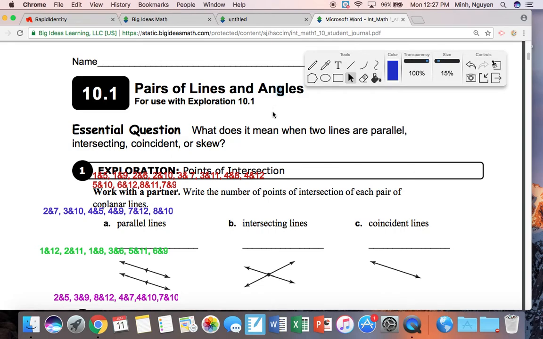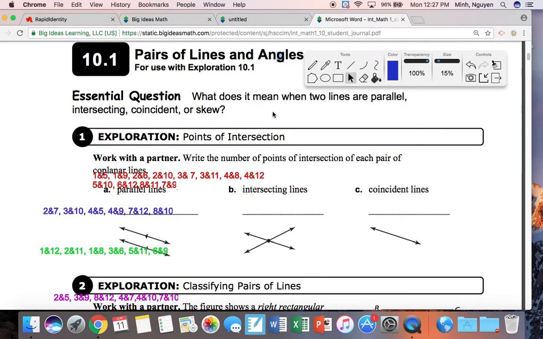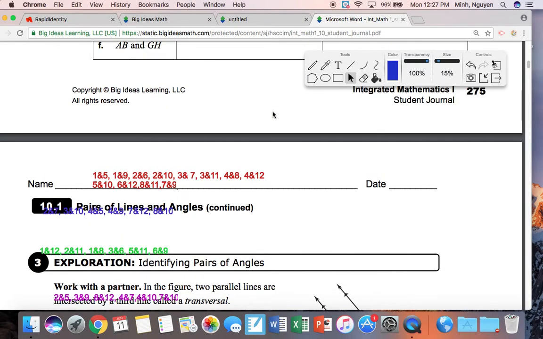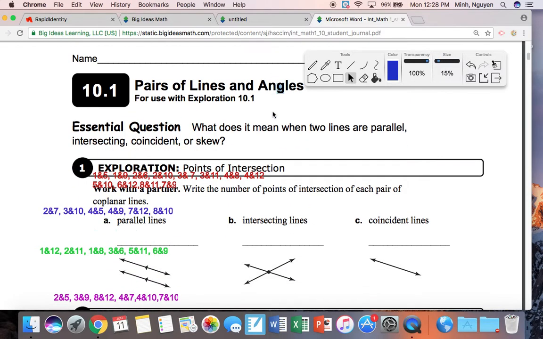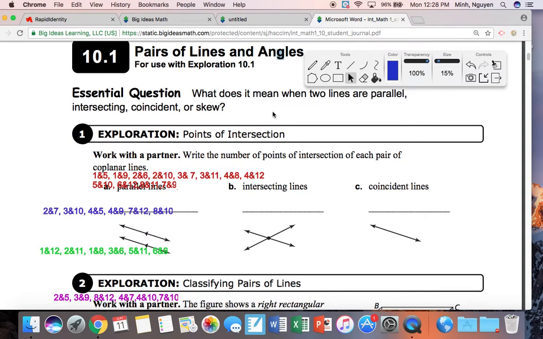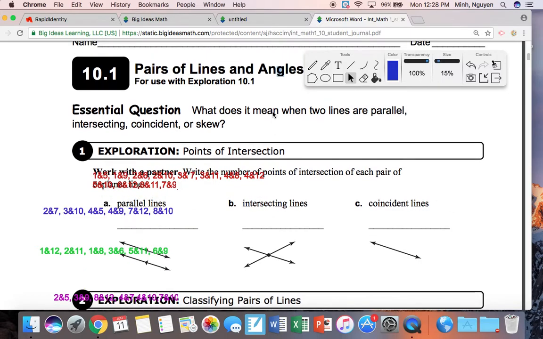Guys, starting chapter 10 with section 10.1 of your student journal, pairs of lines and angles. What page is this? Page 275. I have all these numbers written out. You can ignore that. We're going to cover them later. Do your best to ignore it while we cover these other things.